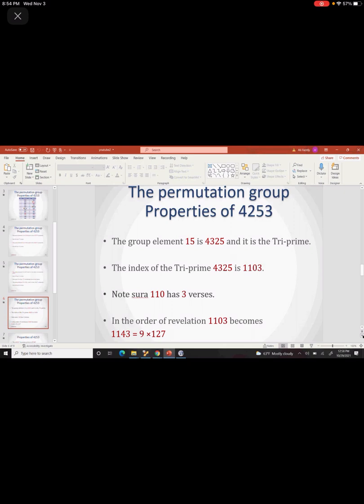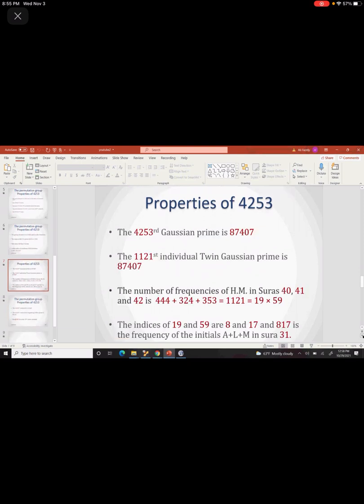So in the order of revelation, it becomes 114.3 or 1143. And 1143 actually is 9 times 127. The 4253 Gaussian prime happens to be 87407, the 1121st individual twin Gaussian prime, and we note the number of frequencies of Hamim in surahs 40, 41, and 42.